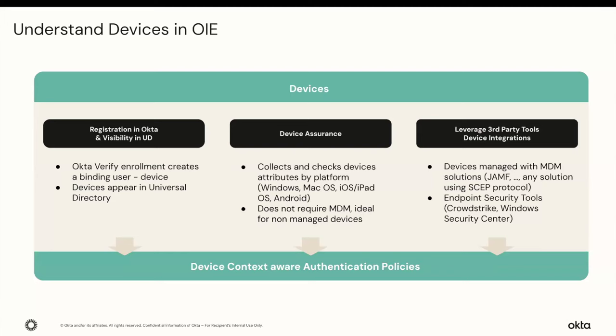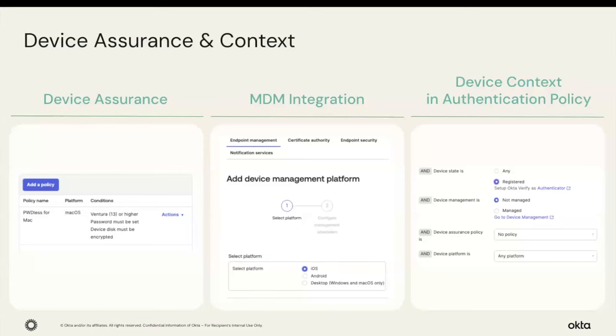Now, if you want to go one step further, you can leverage third-party tools. You can leverage MDM tools, like you were doing before in Classic, but you can also now leverage signals from endpoint security tools, such as Windows Security Center or CrowdStrike. And we will see a very brief example of that. So that's all the different information you can get about the device and integrate into your policies. Now, how do you integrate this into your policies? You can add device assurance policies that you attach. Then you can use MDM integration, and we will see how we get some of the signals there.